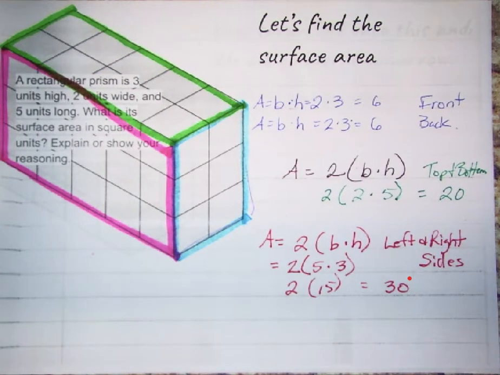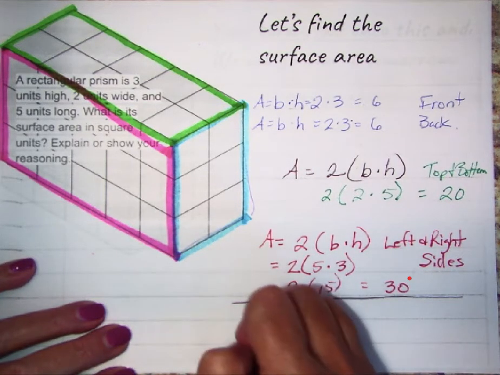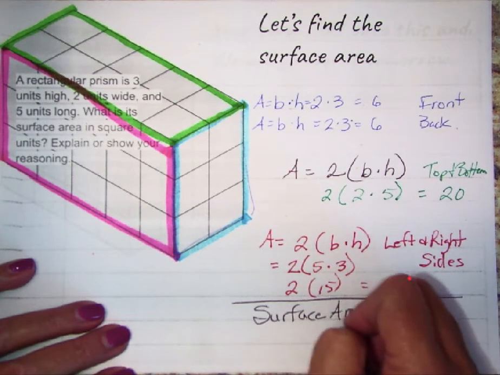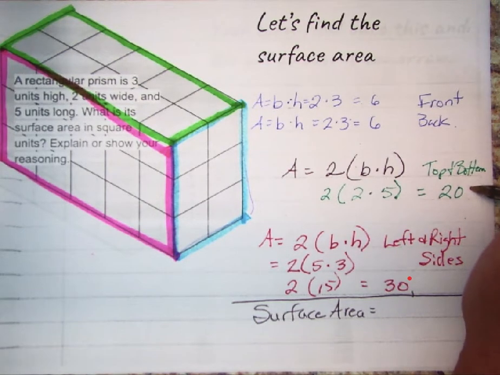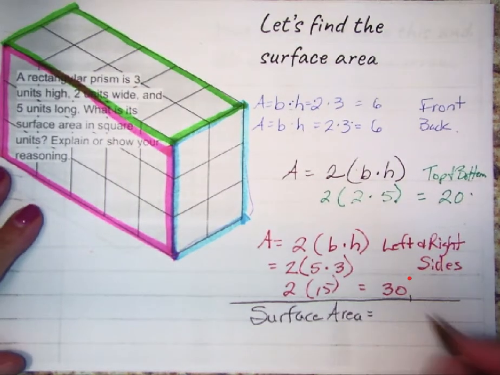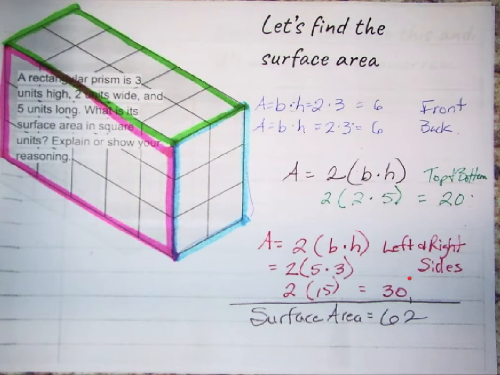Surface area is going to be 30 plus 20, which is 50. 6 and 6 is 12. 50 plus 12, 62.